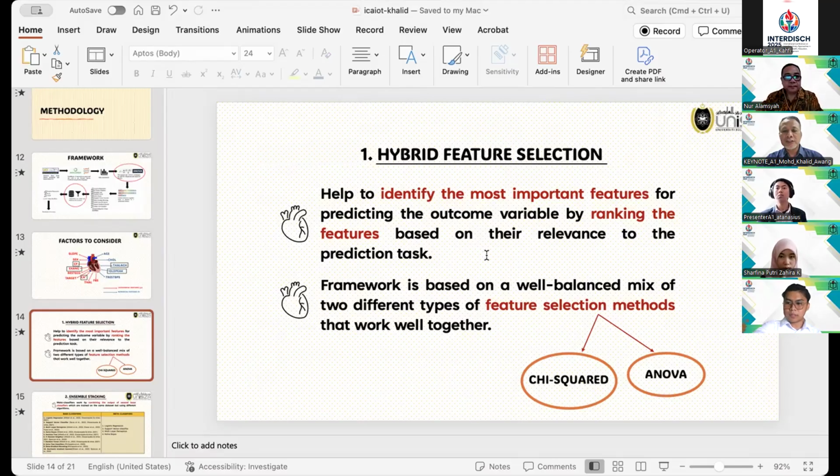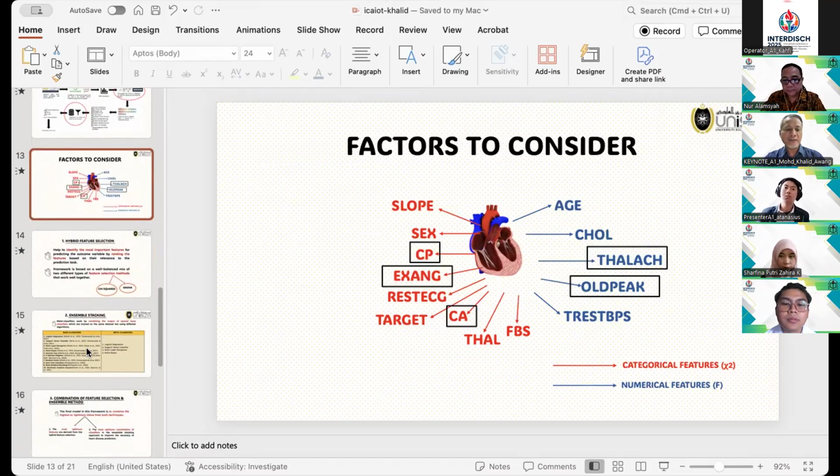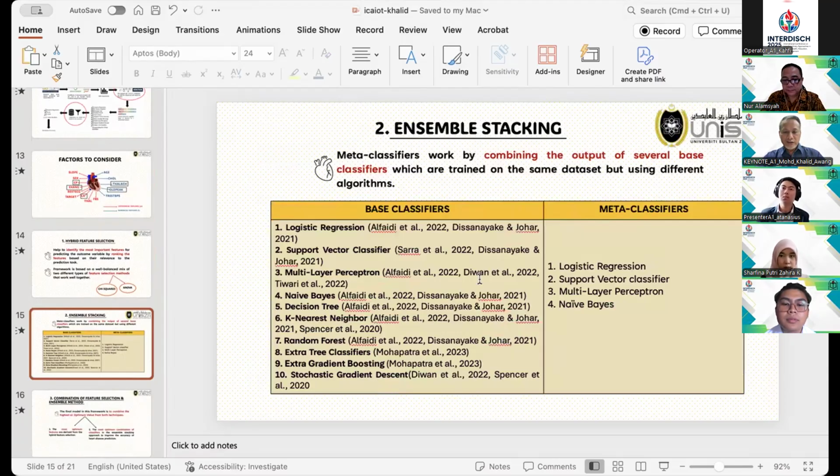So the purpose of feature selection is to identify the most important features, and we found, like on the previous slide, there are five most important features that could be used for our experiments. Okay. And this is the ensemble stacking. Okay, the first ensemble consists of 10 classifiers.